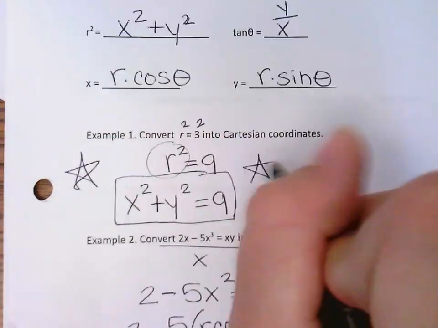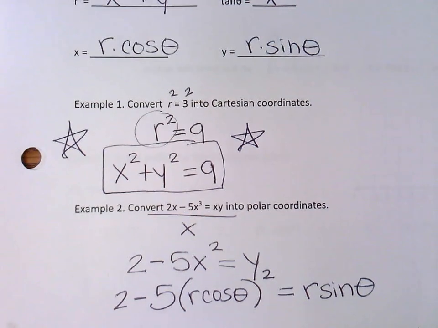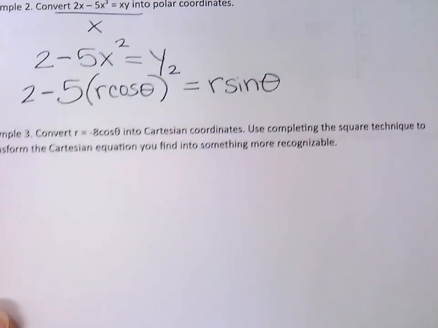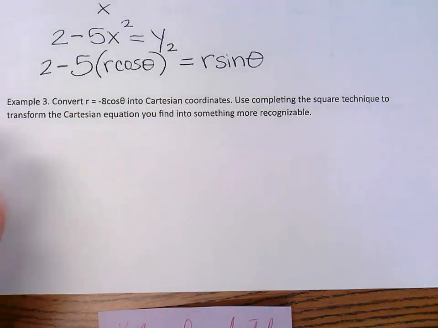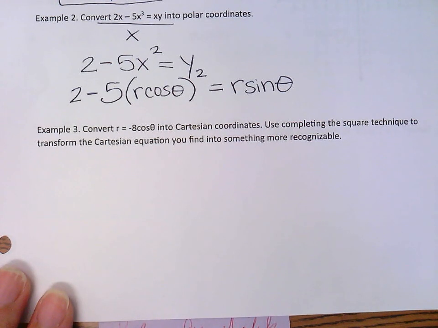I really, really want you to know a circle in both rectangular and polar, because that's kind of the link between these two kind of mini topics. All right, what about this one? Convert r equals -8 cosine of theta into Cartesian coordinates, and then use completing the square technique to transform the Cartesian equation into something more recognizable.